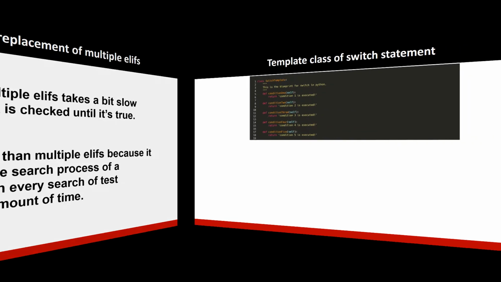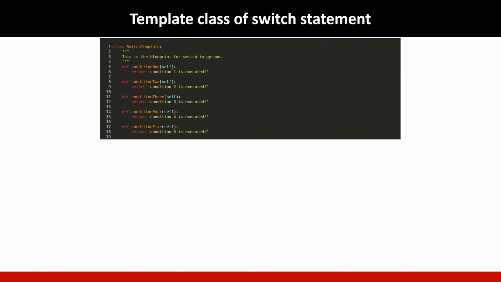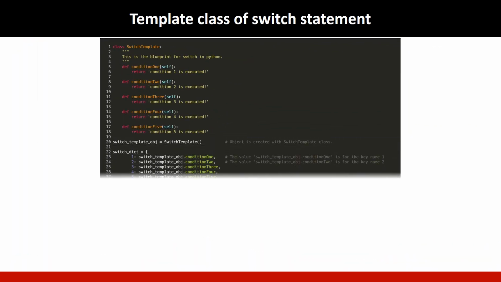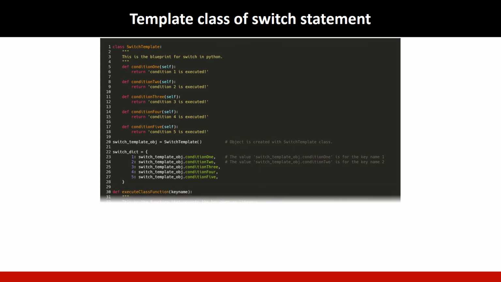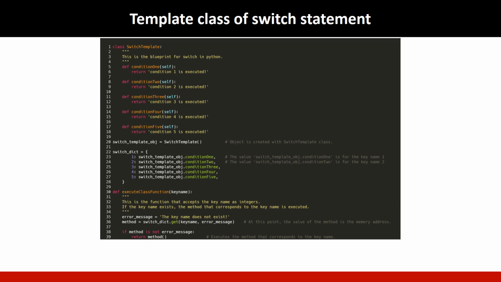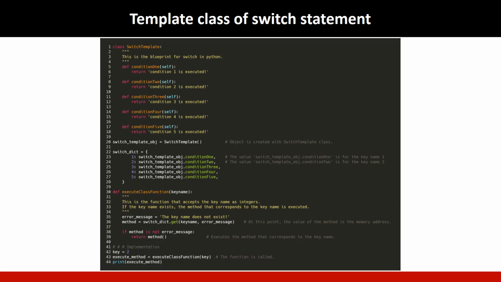The script shows the template class of a switch statement for 5 different test conditions. After creating an object of the class, a switch dictionary is declared. The value of every key name in this dictionary points to the corresponding memory address of the method in the class. Then, the function is defined, which is to execute the class method. In this example, the key name is 2. After running the script, the output is: condition 2 is executed.